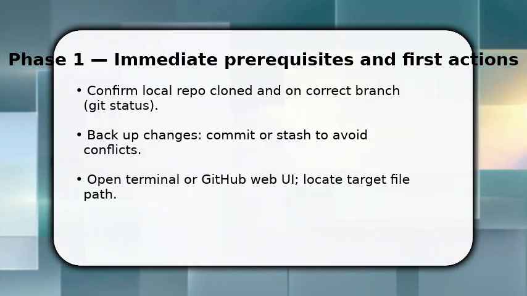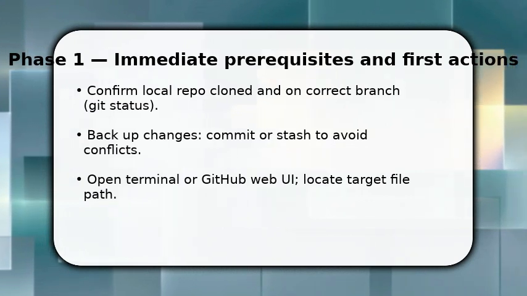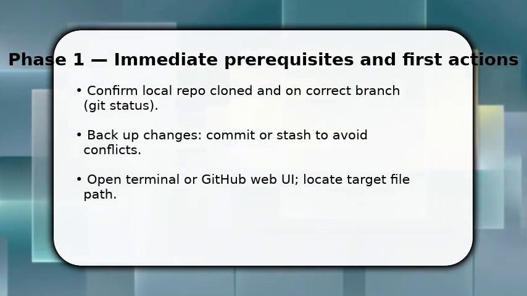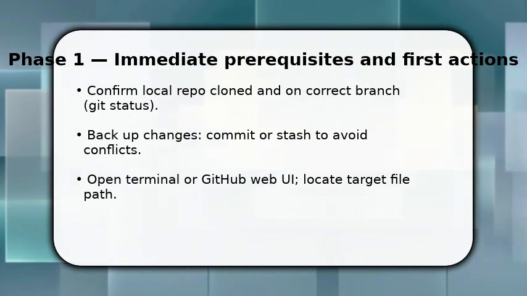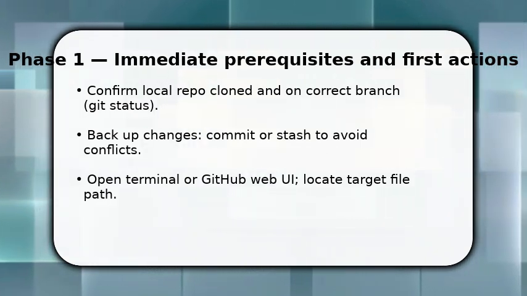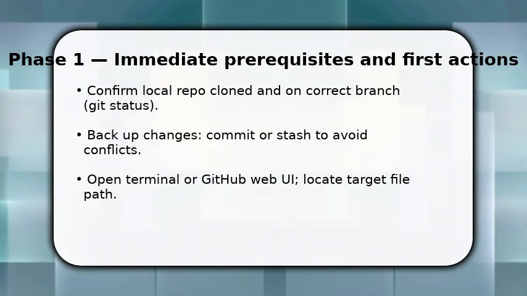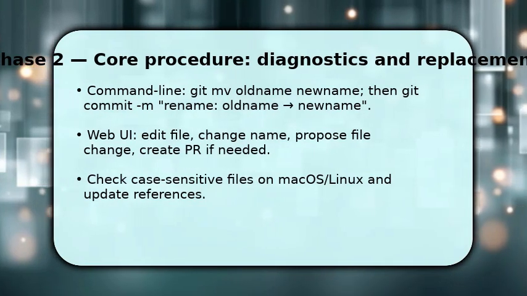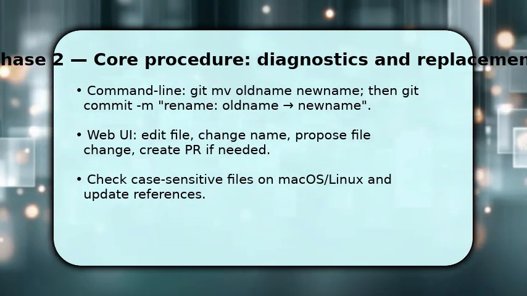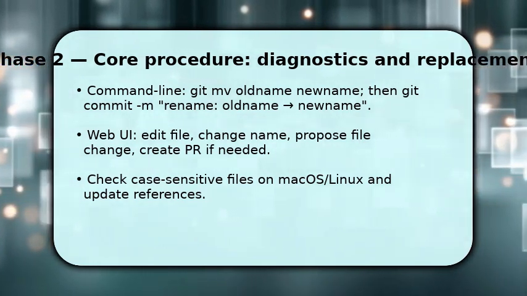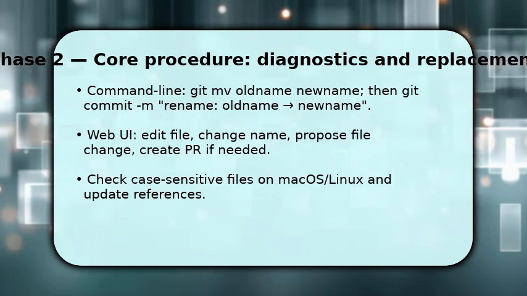Then open the repository, use your terminal for precise control or the GitHub web UI for quick edits. Make sure you can see the exact file path. This helps you avoid renaming the wrong file. You can rename with git mv, which updates the index and records the change. After that, commit with a clear message so reviewers know why.